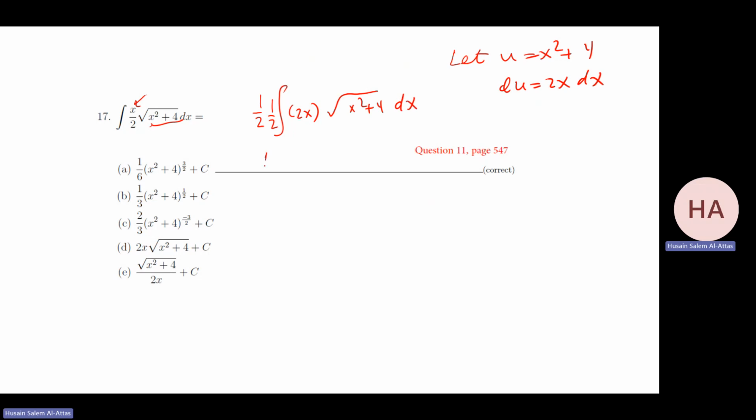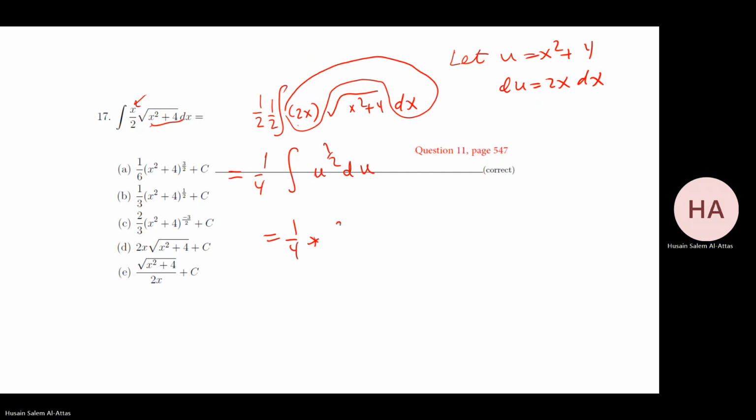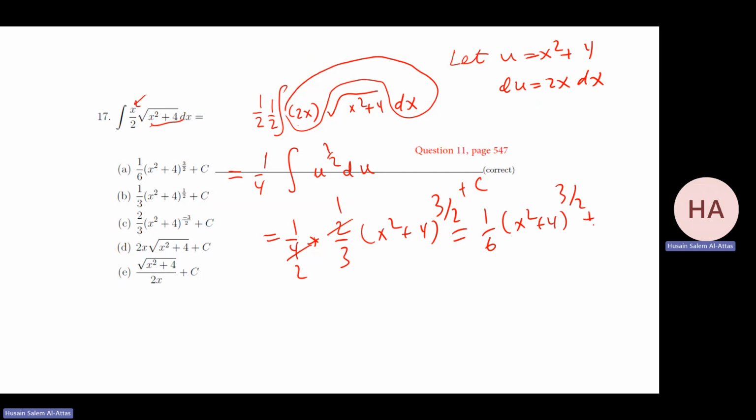This will be 1 over 4, this will be du, u to the power half du. It will be 1 over 4 times 2 over 3 u to the power 3 over 2, which is x squared plus 4 to the power 3 over 2. And that will be 1 over 6 times x squared plus 4 to the power 3 over 2, with no need for any trig substitution. Trig substitution makes it complicated.